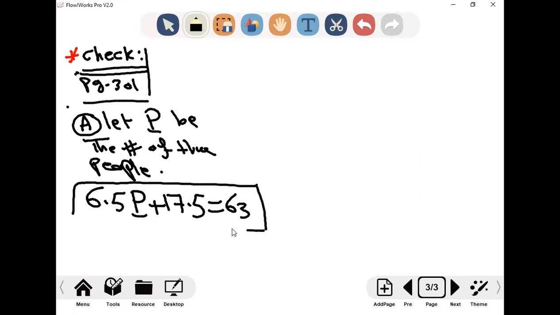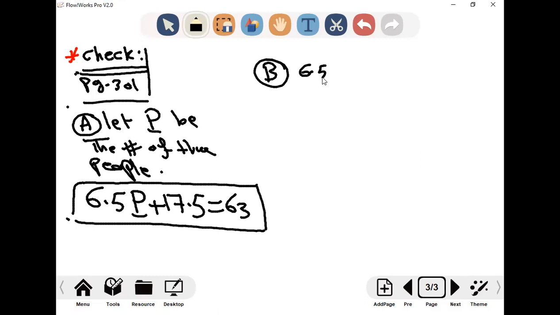Now this is part A, we wrote the equation, this is the answer of part A. Part B, read Mohammad. How many people? They want the value of P. Now we need to solve the equation, right, to find the value of P. Let's solve the equation to know P.